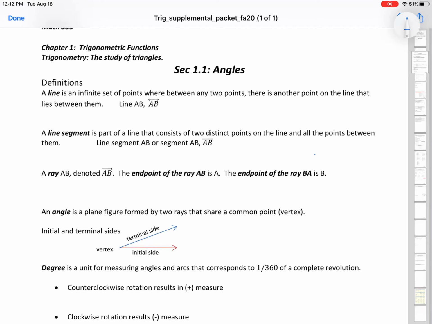All right, welcome to Chapter 1, Section 1. Here we're going to really get into a core foundational piece of trigonometry, and that is to talk to you about angles. And you're probably familiar with angles. We have some definitions here on this page that you can read through.